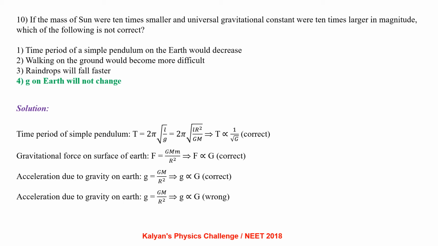Acceleration due to gravity on the earth, small g equal to GM by r square. So small g is directly proportional to capital G. So the third statement is correct. Acceleration due to gravity on the earth is GM by r square. As we can see, small g is proportional to capital G. So the fourth statement is wrong, as it is given that g on the earth will not change.